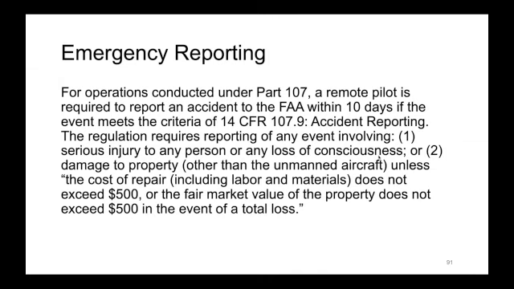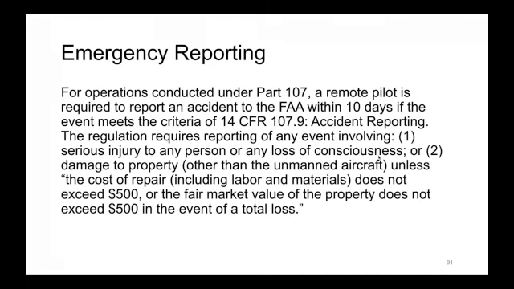And then two, damage to property. This is key. If the cost of repair, including labor and materials, does not exceed $500, or the fair market value of the property does not exceed $500, then it's not reportable. The threshold is $500. Of course, this does not include your aircraft damage, just damage to other people's property. So if you hit a windshield of a car and it costs $200 to replace it, then that is not a reportable offense.